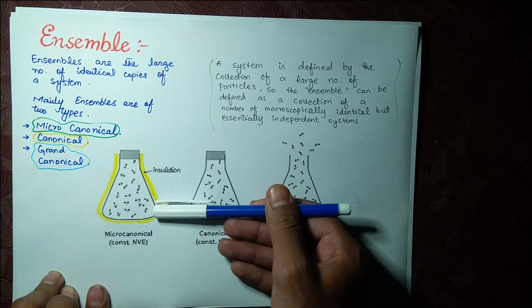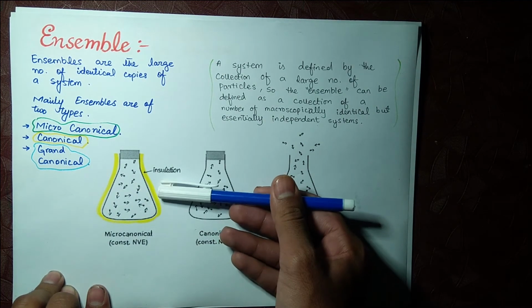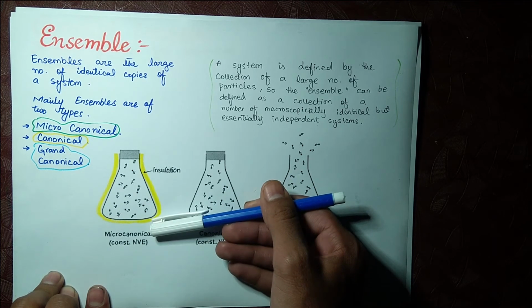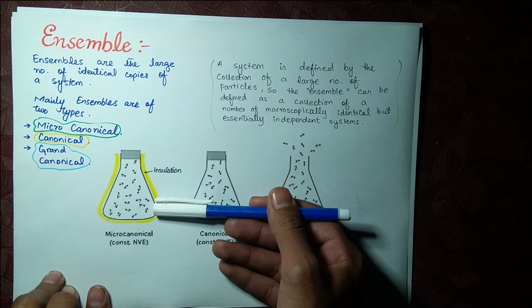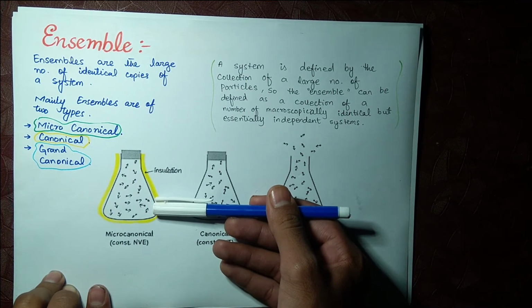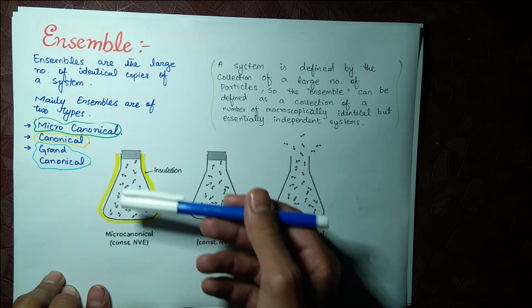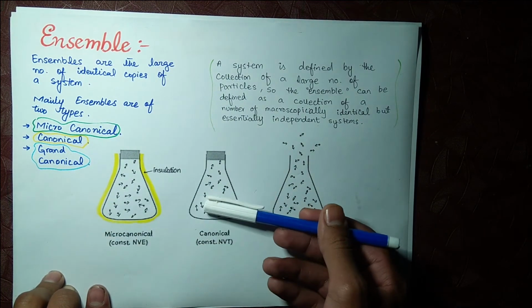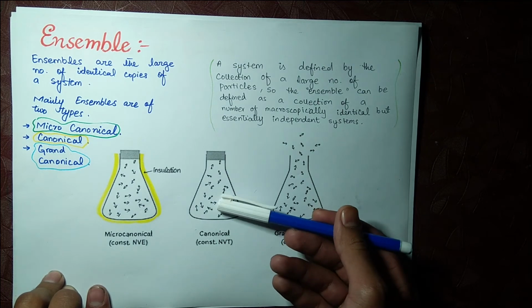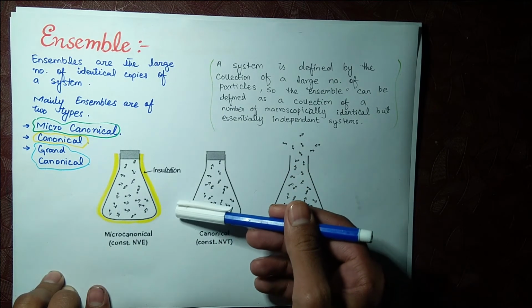So we can say that an ensemble in which the number of particles, volume, and the energy remain constant is called a microcanonical ensemble.